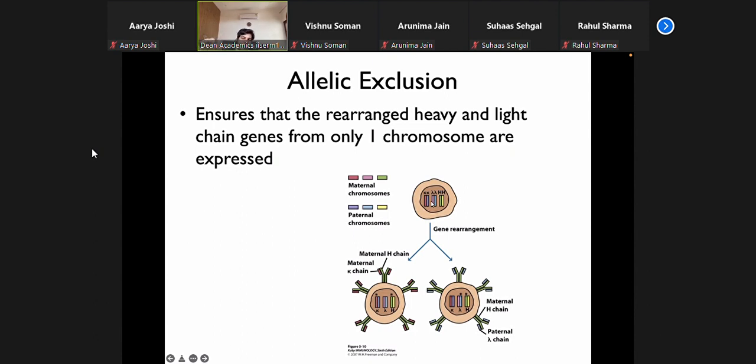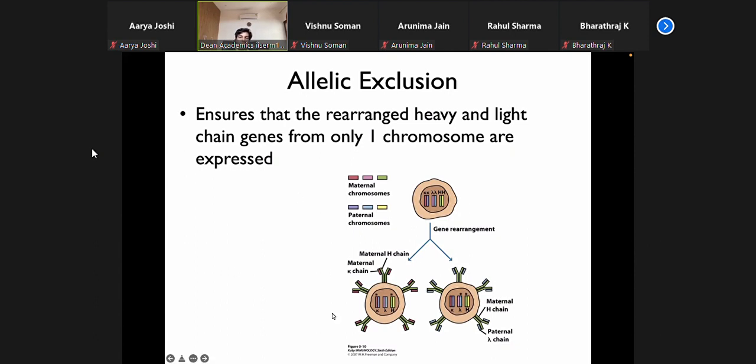So essentially, what it means is, whenever you are done with a successful rearrangement, either for heavy chain or for light chain on one of the alleles, the other allele does not allow or does not rearrange that segment. This is what it means. Okay.